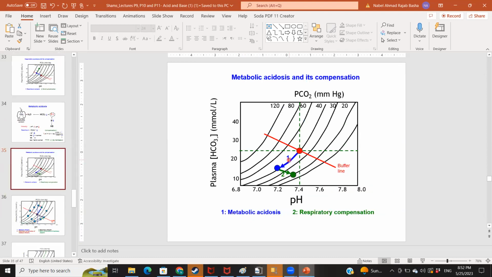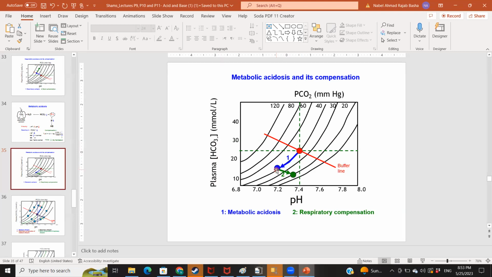And again, here we have metabolic acidosis. We can see that we're moving to the left, decreasing the pH. And why? Because bicarbonate is going down. As we go down with bicarbonate, we're moving to the left, and we have decreasing levels of pH. We're entering the state of metabolic acidosis.